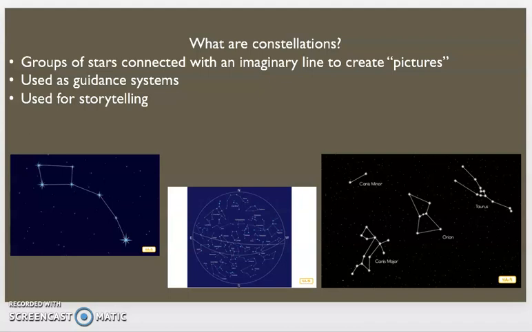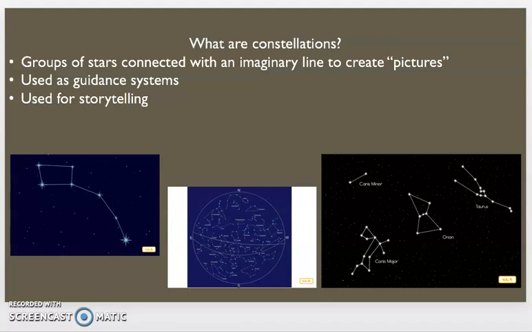So early people would use the North Star as a guidance system, whether they were hiking in the woods, whether they were trying to get to a new location, or if they were on a boat in the middle of the sea, they would follow that North Star so they knew that they were continuously going north so they wouldn't veer off their path. So early people used these constellations as guidance systems.